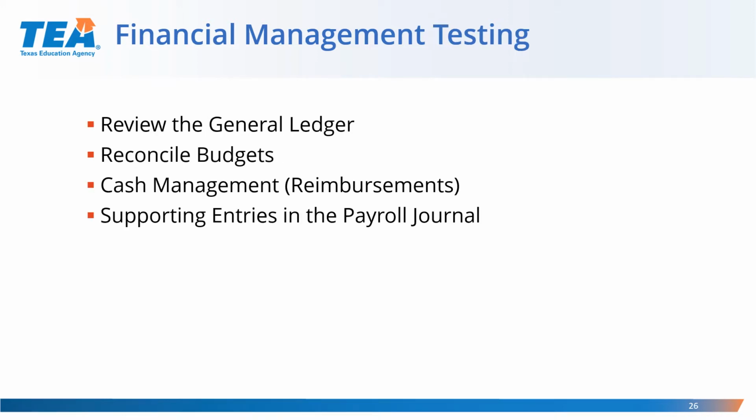Our team reviews the general ledger, and we try to reconcile it to the grant-approved budget, including down to the cost object codes. We also test cash management to verify that the ledger includes enough expenditures to cover any reimbursement-based requests through the ER system, because again, this is a reimbursement-based method, not a cash advance system. And finally, we will test any supporting entries in the payroll journal, if applicable, to make sure any subsequent journals match the general ledger.